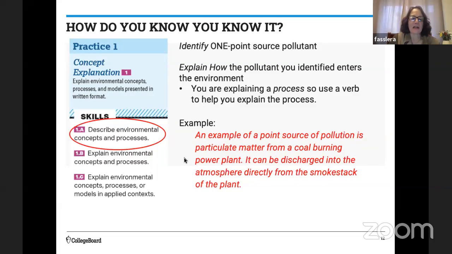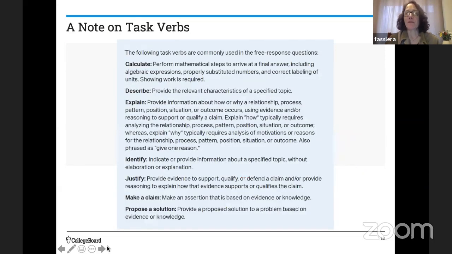Let's take just a second as we continue moving here to look at those task verbs. In the previous question, you saw the term identify. These are the verbs that are commonly used on free response that give the student an indication of how they're going to answer that question. So identify is the easiest one. Notice that in the description of the identify task verb, I don't have to provide any elaboration or explanation. In the example I used, I simply said a point source of pollution is particulate matter, period. I'm done, I got my identify point.